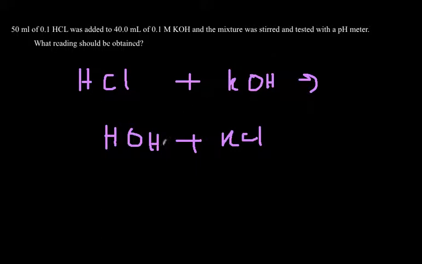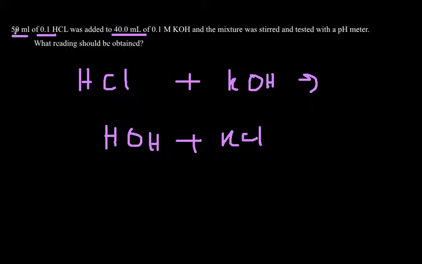Now let's see. The water neutralizes, and there's KCl here. So you're saying, okay, it should be 7, because it's a neutral reaction. Now that's wrong, because there's a different amount of HCl, and actually, not all the HCl will get used up in the reaction. There'll be some left over.